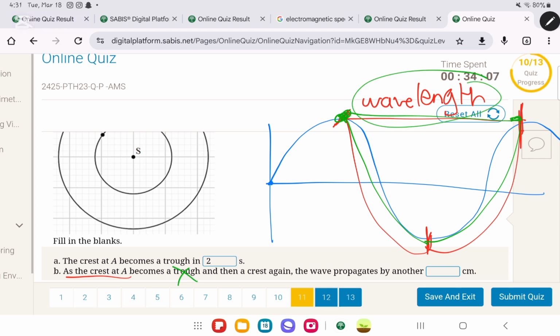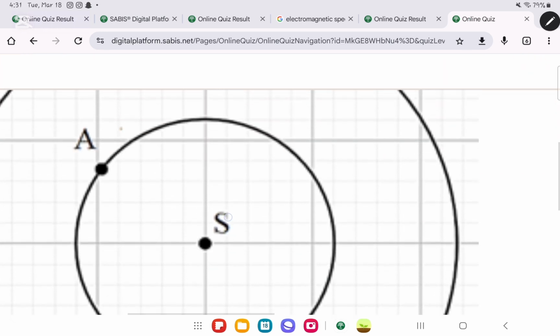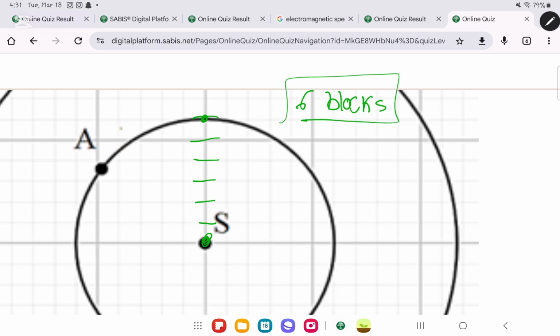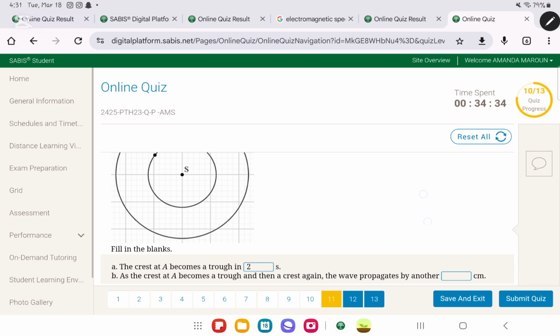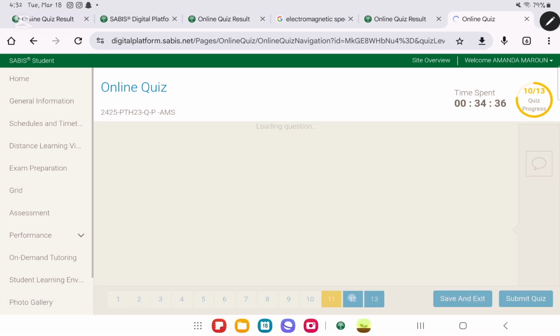How much is one wavelength? Very simply, to find the value of a wavelength, we are going to come from here and count until here. So how many blocks are there? We have 1, 2, 3, 4, 5, and 6 blocks. And they told us the smallest graduation is 10 centimeters. So one block is 10 centimeters, so times 10, you will get 60 centimeters. So the total distance is 60 centimeters.